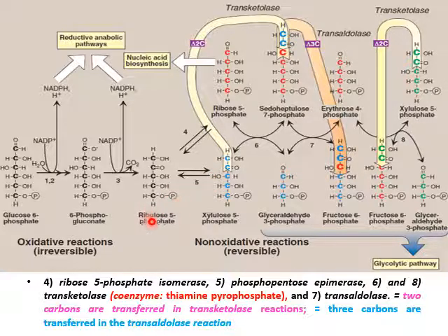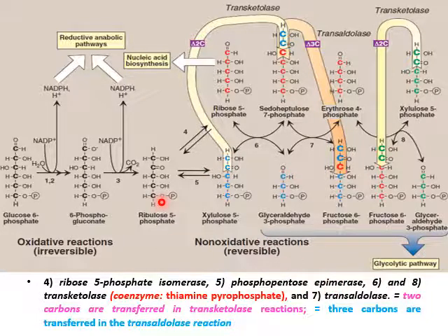Now another molecule of ribulose 5-phosphate generated in the first phase of the HMP pathway can also form another 5-carbon sugar that is called xylulose 5-phosphate. This reaction is catalyzed by phosphopentose epimerase.